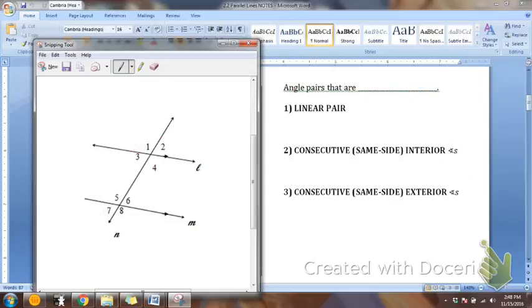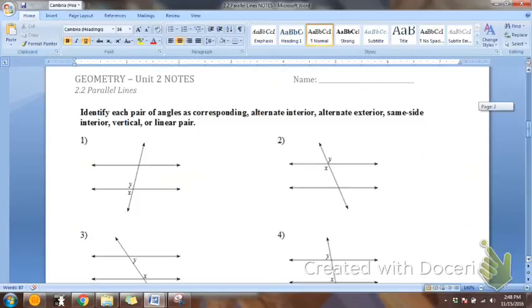So let's look at an example here. Let's go over to the back. On numbers 1 through 10, it says to identify each pair of angles as corresponding, alternate interior, alternate exterior, same side, vertical, or linear pair. So, what about number 1? What do you think number 1 is?